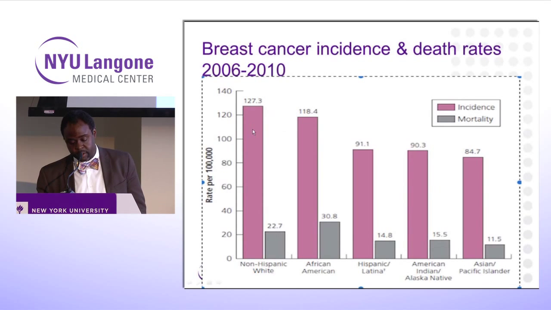This is another graphic that puts the incidence and the death rates from breast cancer together, and this is from 2006 to 2010. We see very clearly that whites have the highest incidence, which is this purple bar here, and this gray bar is death from breast cancer. So even though blacks have a lower incidence, they have a significantly higher death rate, about 50% higher.